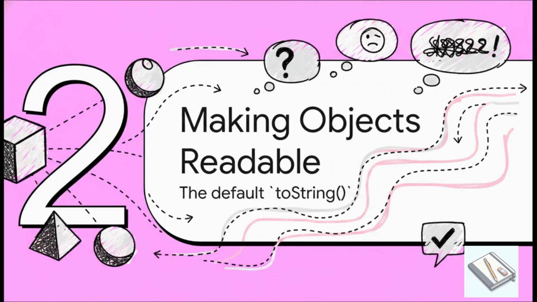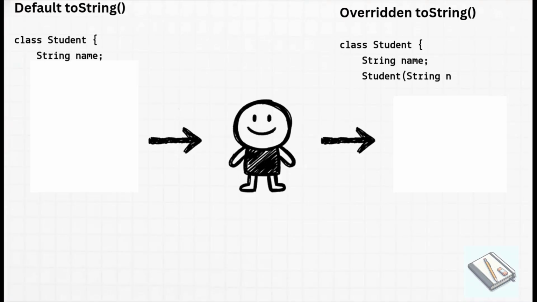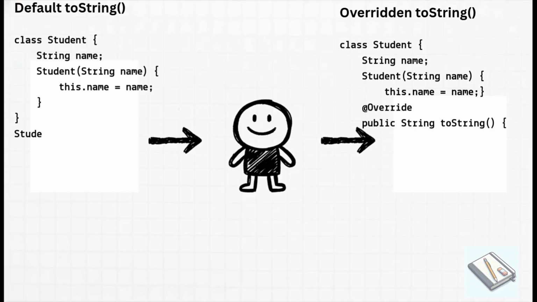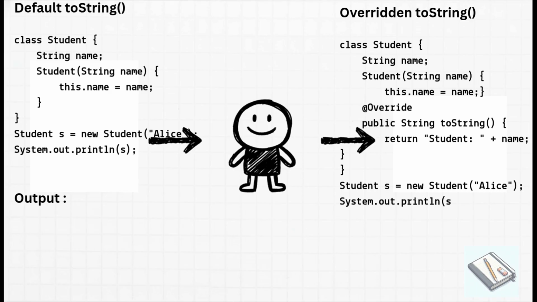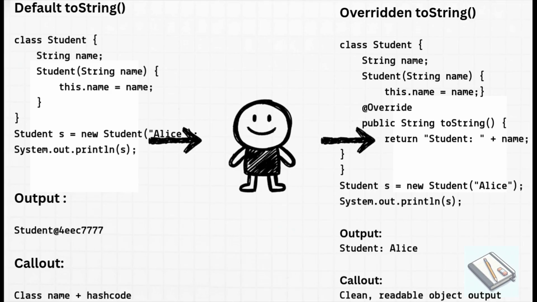First up, let's talk about turning our objects into something we can actually read. That's what the toString method is for. The problem is, its default behavior is, well, it's pretty much useless for debugging or anything. So let's say we create a new Student object, we'll call him John, and we try to print it to the console. What do you think is going to pop out? His name, maybe? Let's see.